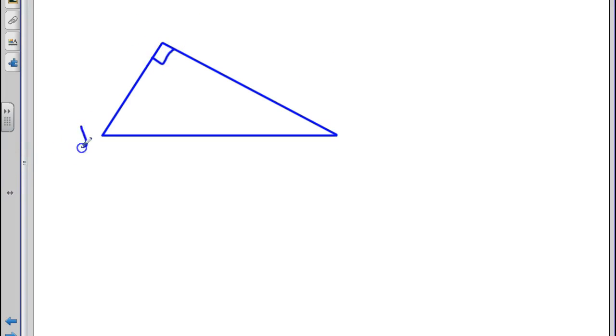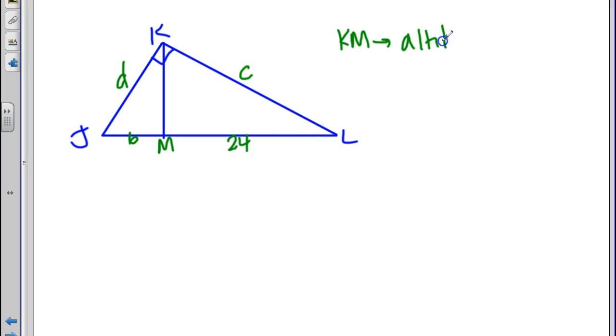All right, so this is J, K, L. Let's drop this guy down here. This is M. This is 6. This is 24. This is D, and this is C. So I have 6 is this piece, JM. 24 is ML. KM is the altitude. I know that by the picture. And I want to find C, D, and E.